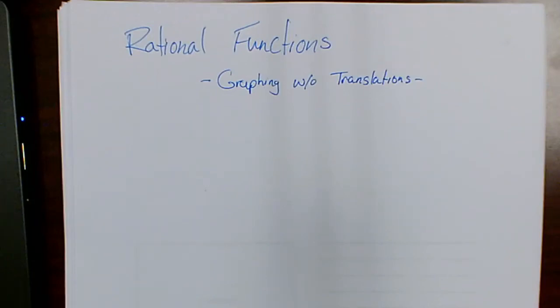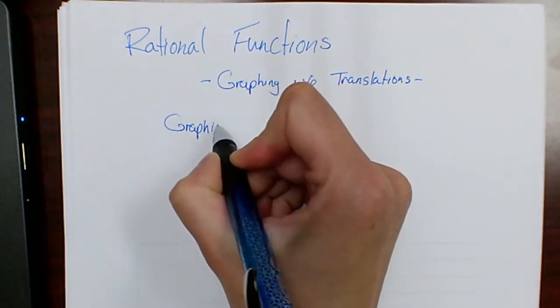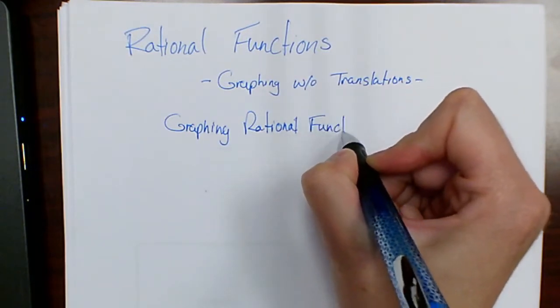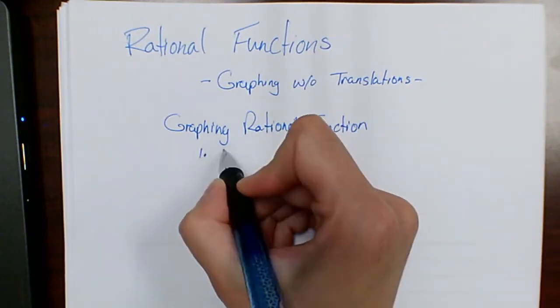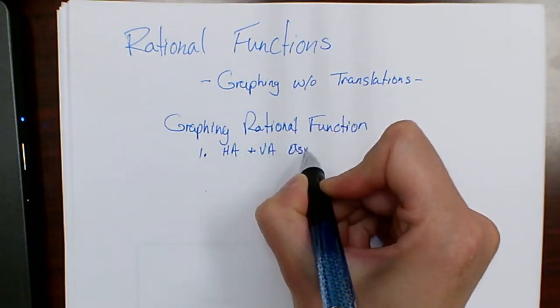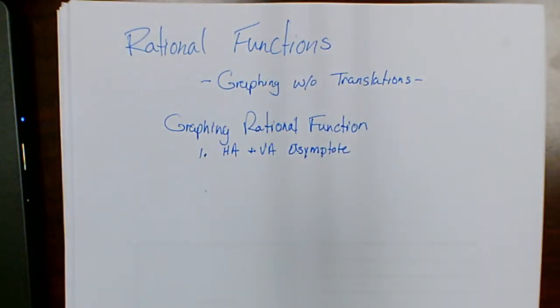We are going to graph rational functions without translations. So the four main components you need to find when graphing rational functions. Step 1, you need to find the horizontal asymptote and vertical asymptote. These are lines, or imaginary, invisible lines, that these graphs will not cross or will not touch. They will get relatively close.